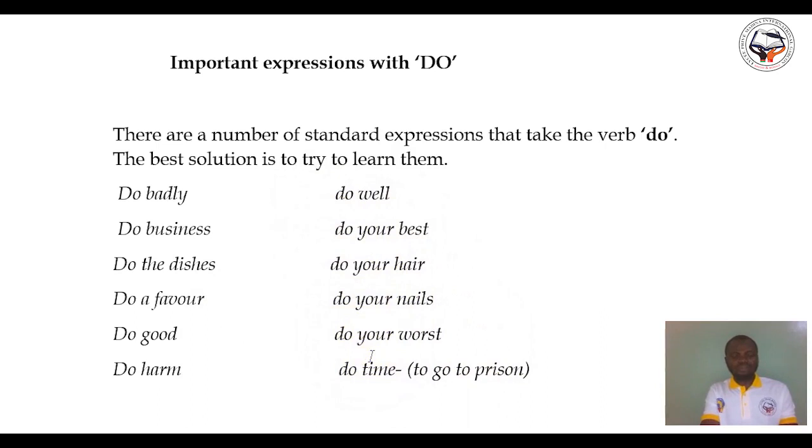That is why I told you that do here is used like an idiomatic expression. That is why I told you that the best solution is to learn them, because there is no rule. Okay, so let me repeat them for you. Do badly, do business, do the dishes, do a favor, do good, do harm, do well, do your best, do your hair, do your nails, do your worst, do time, that is to say to go to prison. Okay.